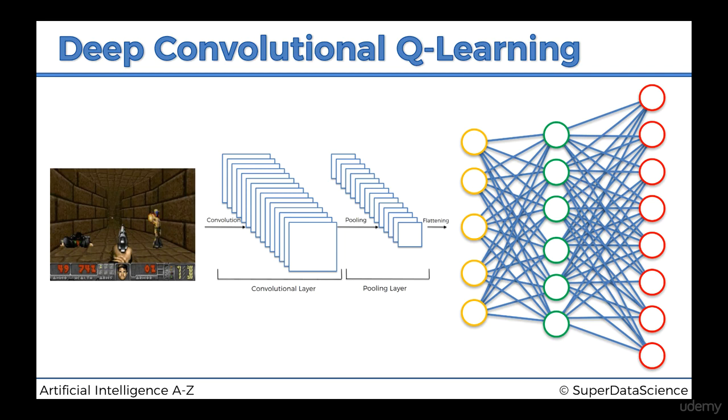So that's what deep convolutional Q-learning is all about. So we're taking it even to the next step. We're adding convolutions, or the convolutional layers, into our agent's brain now. And we're making it even more complex, and therefore we're rewarded with being able to solve even more complex challenges.